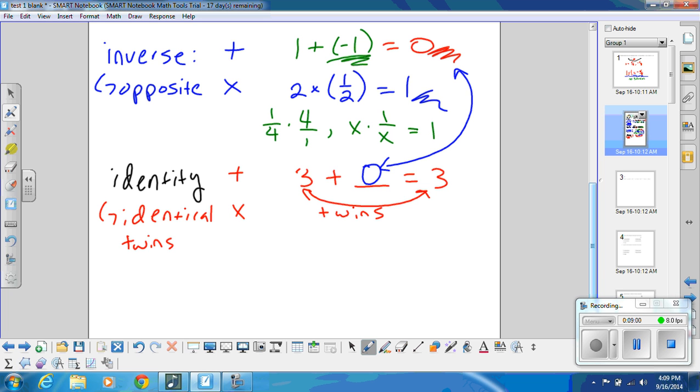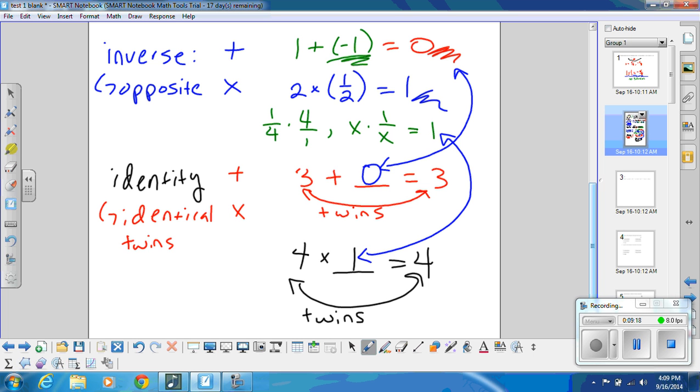Now, the multiplicative identity is set up similarly. So if I had, let's see, 4 times some number will give me 4. Again, those are my twins. Notice, I'm looking for my twins. What number is that? 1. 1 times anything is always that number. And notice, I'm going to use the blue. What was that one? 1.